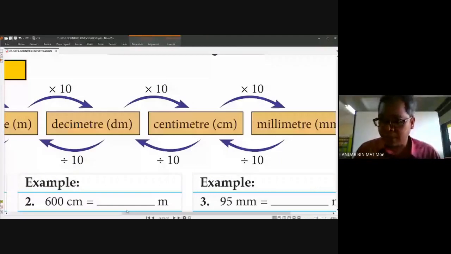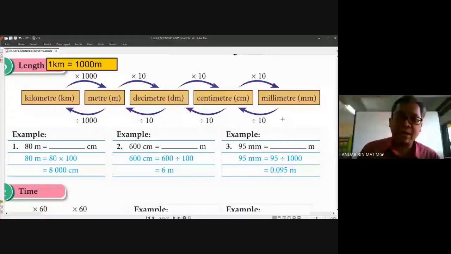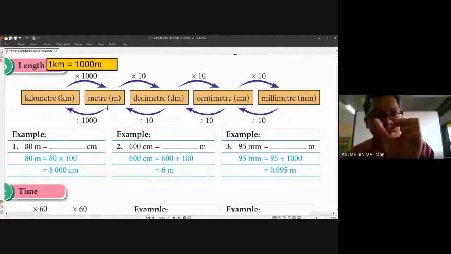Right? So then, if you want to convert meter to decimeter, you just multiply it by 10. Decimeter to centimeter also multiply by 10. And then from centimeter to millimeter multiply by 10. And then vice versa. From millimeter, you want to convert to centimeter, you just divide it by 10, and then the rest of the unit also the same. Except for meter to kilometer here. If you want to convert meter to kilometer, you need to divide it by 1,000.